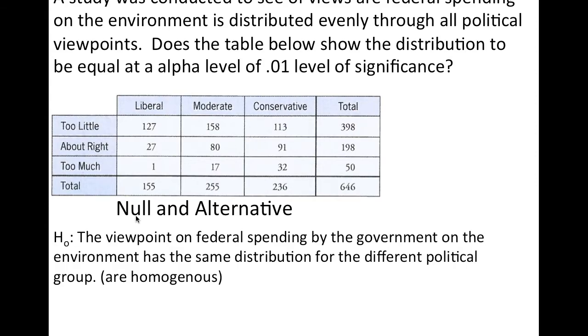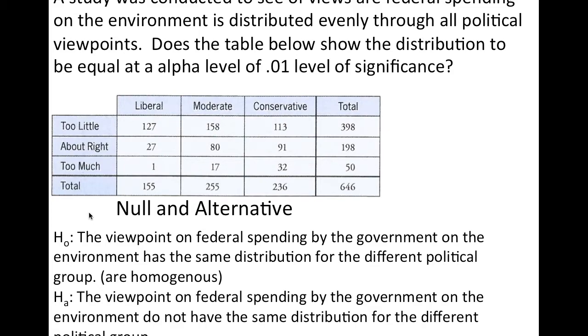For the null and alternate in this case, the viewpoint of federal spending by the government on the environment has the same distribution for the different political groups. Meaning, it's not saying that too little, about right, and too much are all equal for each one, but we're saying that too little has the same proportion for all 3 groups. Too much is the same distribution for all 3 groups. That's not that it's equal all the way down, but it's equal going across. Those proportions are equal. And just like before, the alternative is just saying that it does not fit that distribution.